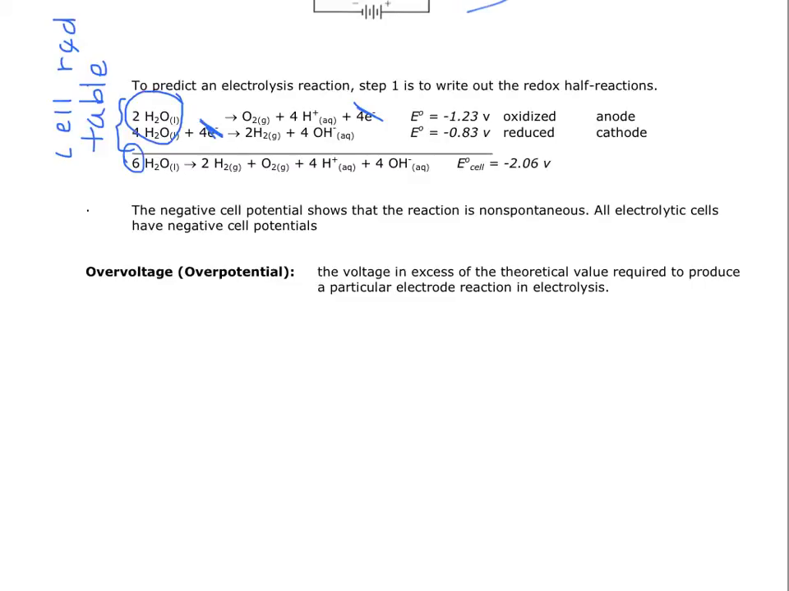When we add the cell potentials together, we get an overall cell potential of negative 2.06 volts. The negative cell potential shows that the reaction is non-spontaneous. This will be the same for all electrolytic cells.